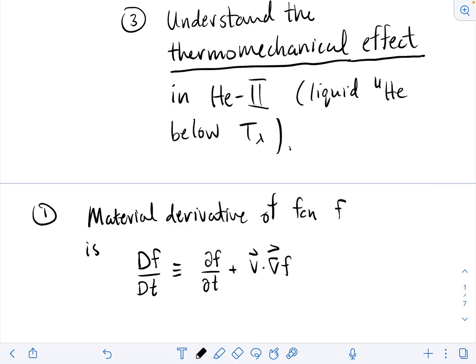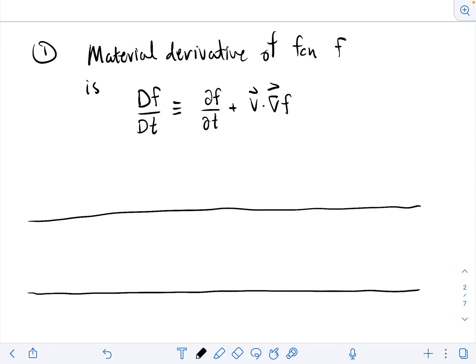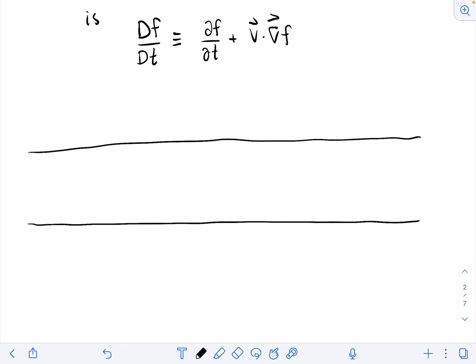Okay, so to understand this, let's think about the following scenario. We're going to have a pipe, and it's going to be filled with some fluid. So we're going to imagine a fluid in a pipe, and let's initially think of this fluid as being at rest. Just to be clear, this doesn't have anything to do with superfluids. It could be water in a pipe, so just any kind of conventional fluid inside a pipe.